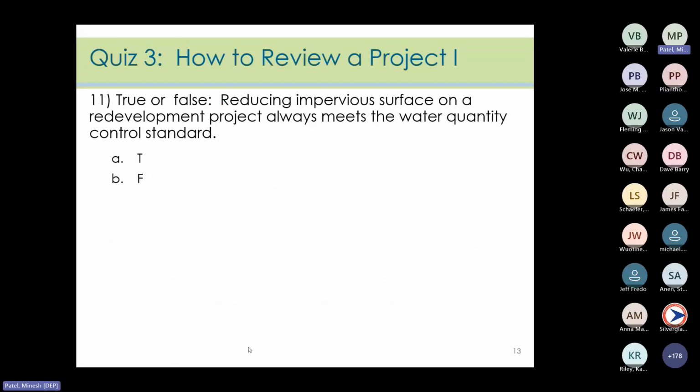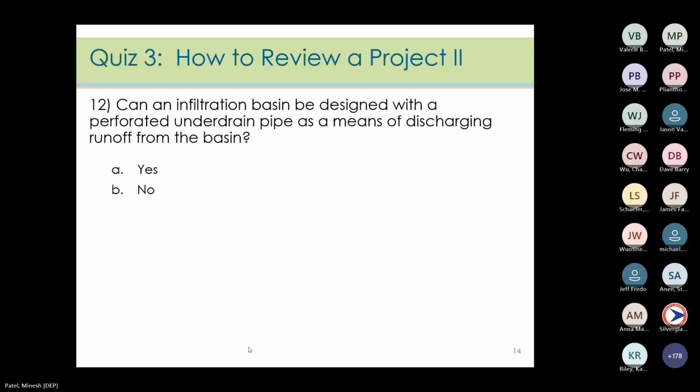Question 11, true or false? Reducing impervious surface on a redevelopment project always meets the water quantity control standard. And the answer here is B, false. Question 12, can an infiltration basin be designed with a perforated underdrain pipe as a means of discharging runoff from the basin? And the answer here is B, no.